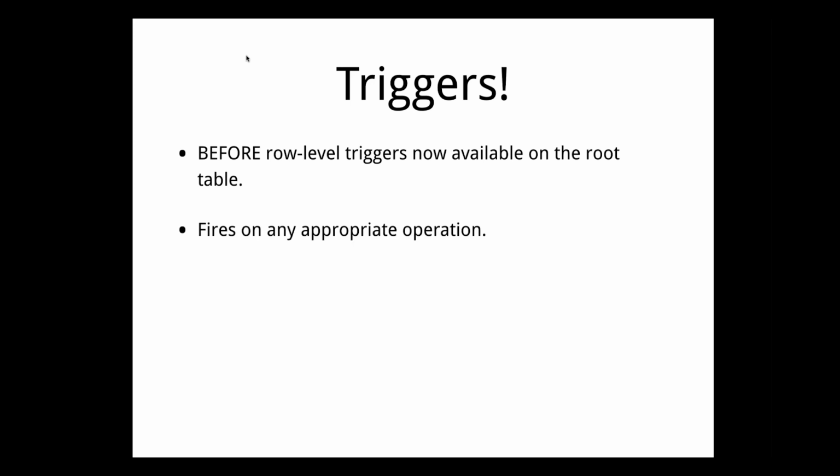And we get triggers now on partition tables. You can create a before row level trigger on the root table, and that will fire on any appropriate operation, an insert, delete, or an update. And it'll fire on everything regardless of which partition it goes into. Previously, you had to create the trigger on each individual partition, and that was horrible.